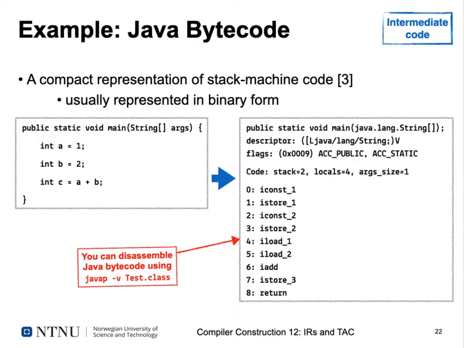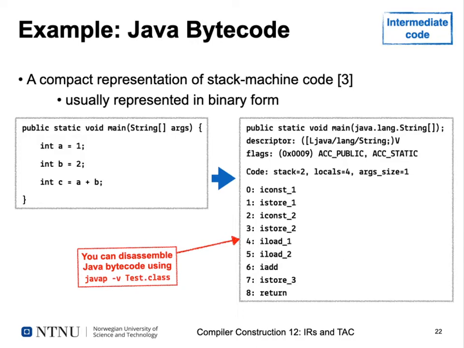Usually this is represented in binary form, but this is a bit hard to read, so we give you an example that's actually the disassembled instructions for this bytecode. And it's called bytecode because most instructions are actually 1 byte in size. So let's take a look at this Java method here, public static void main, and we ignore the arguments here. This just declares 2 variables a and b, initializes them, and then assigns the sum of these to a third variable, int c.